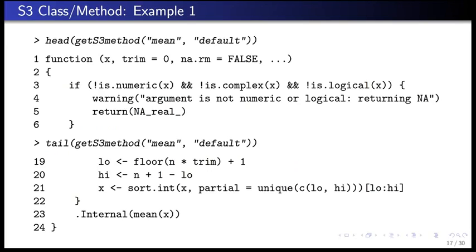So what does the default method for mean look like? Here I'm calling getS3method to get the default method for the mean, and I'm just looking at the first couple lines of this function. You can see it takes an argument x, a trim argument, which allows you to take trimmed means if you're interested in that, and then an na.rm argument, which indicates whether you want to remove NA values or not. Here are the first 6 lines, and then I'm looking at the last 6 lines over here. Ultimately, there's a lot of processing that gets done by the default method, but this .Internal function indicates that most of the calculation for the actual mean occurs in C code, so you can't see the code there.